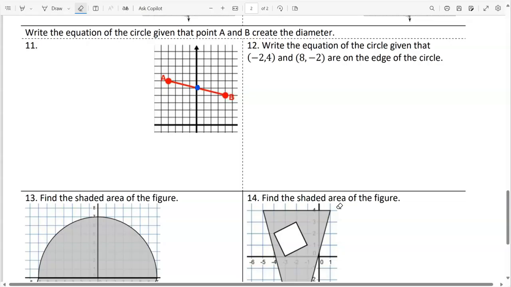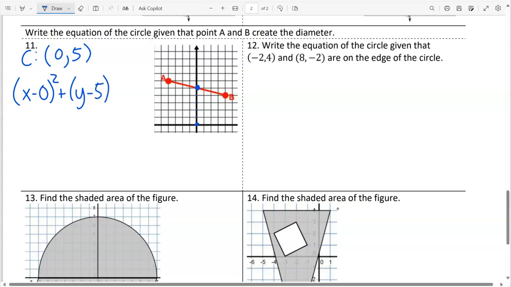We have our center. So let's write that. Here is 0. We go up 1, 2, 3, 4, 5. So our center is (0, 5). So we can get the first part done. (x - 0) squared plus (y - 5) squared equals our radius squared.